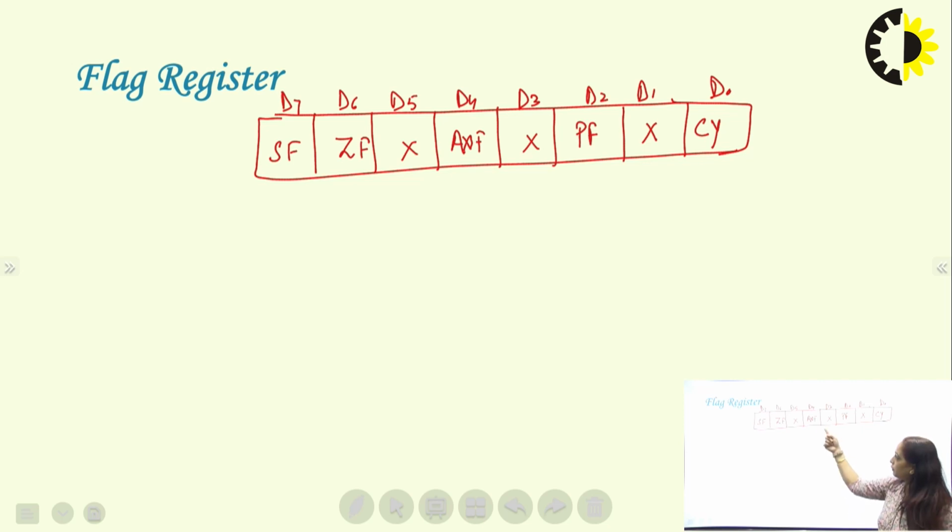The auxiliary carry flag is set to 1 whenever some carry from the lower nibble to the higher nibble is generated. Then the zero flag is set to 1 whenever the answer in the accumulator is 0. Suppose you subtract two numbers and the result is 0, your zero flag will be set. And the sign flag: if the MSB of your result is 1, it indicates that you have a negative result, and the sign flag will be set to 1.